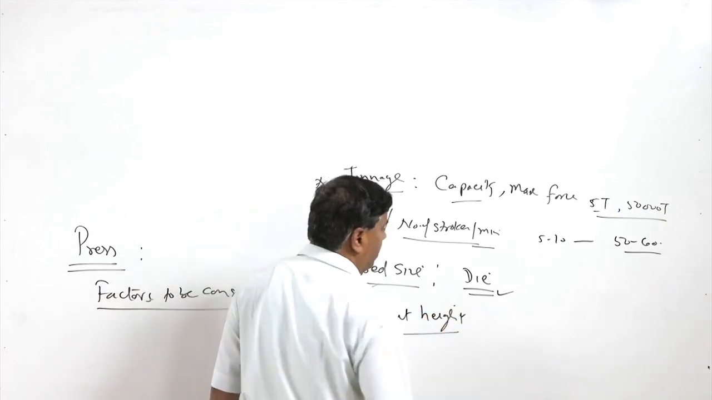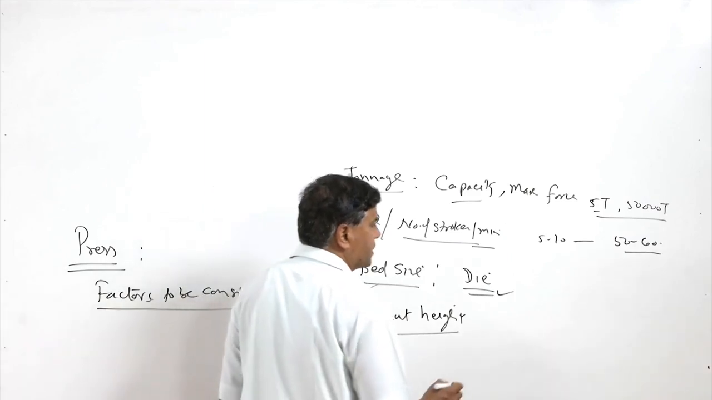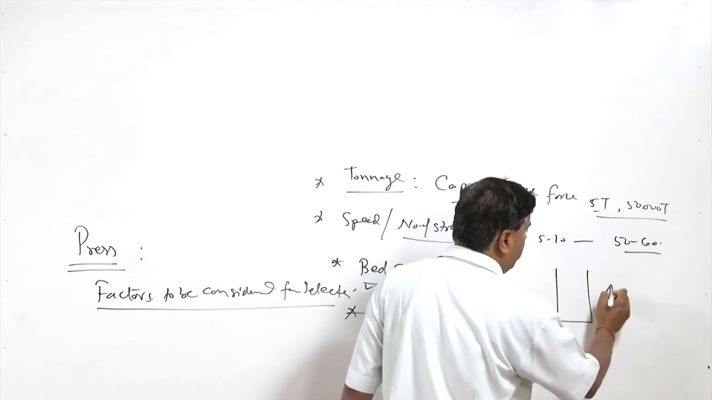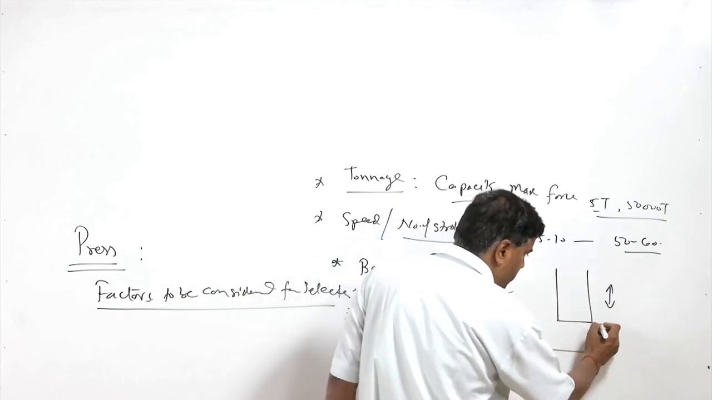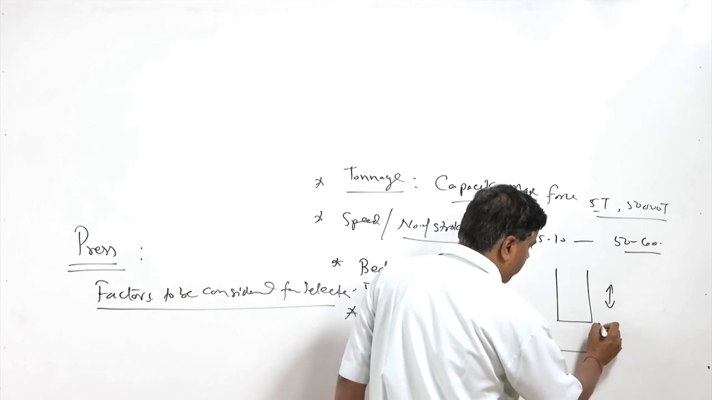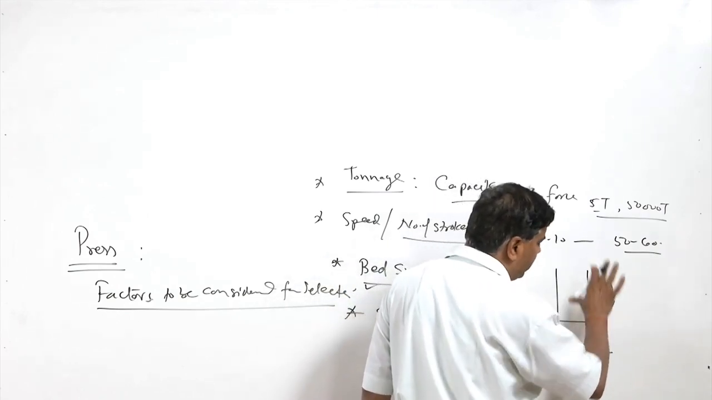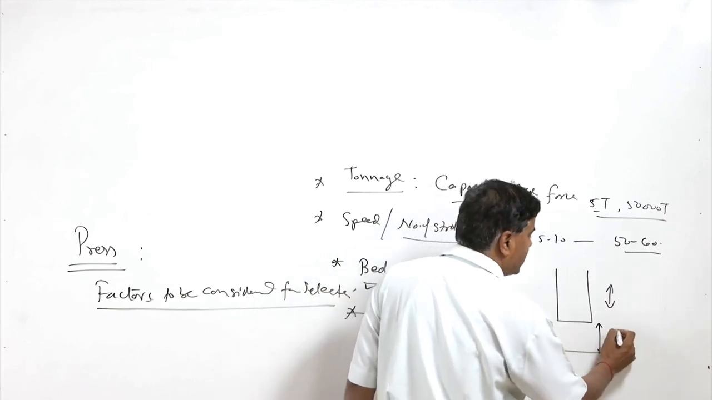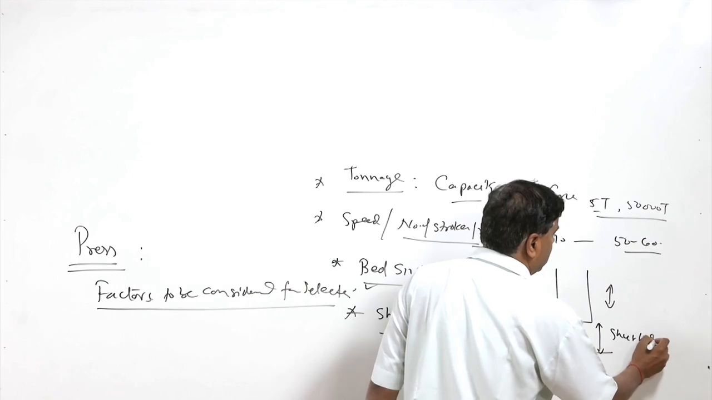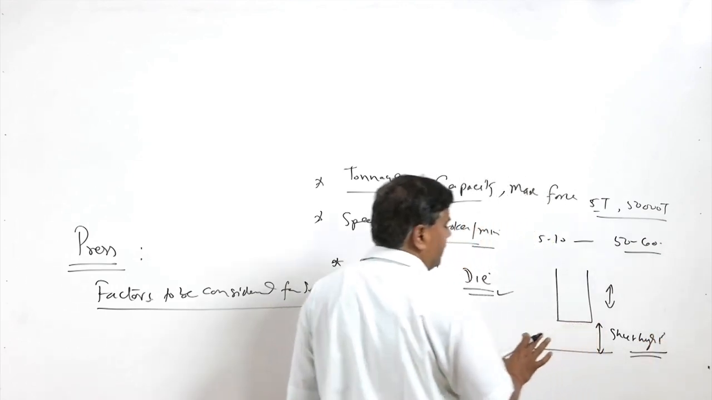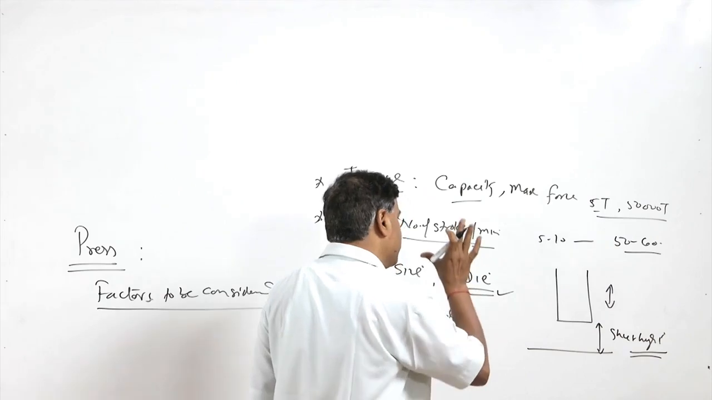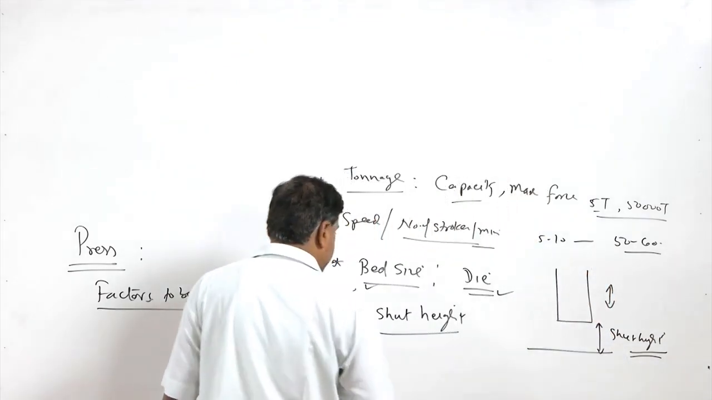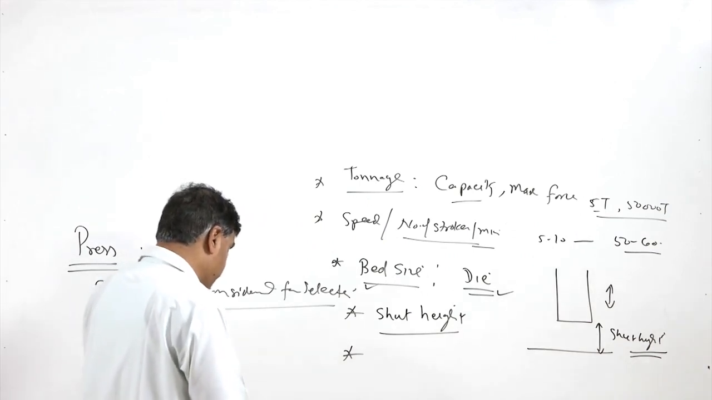Then another one is the shut height. The shut height is one of the parameters: this is the ram, and this is the bed. The ram will be moving up and down. In the lowermost position of the ram, what is the gap between the bed and the ram? This is called shut height, and it determines the size of the job which can be accommodated in a given press. So, the shut height is another parameter.